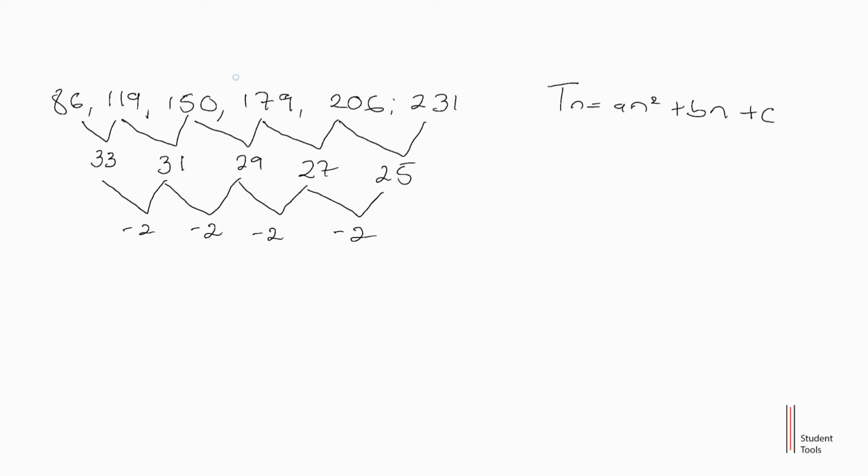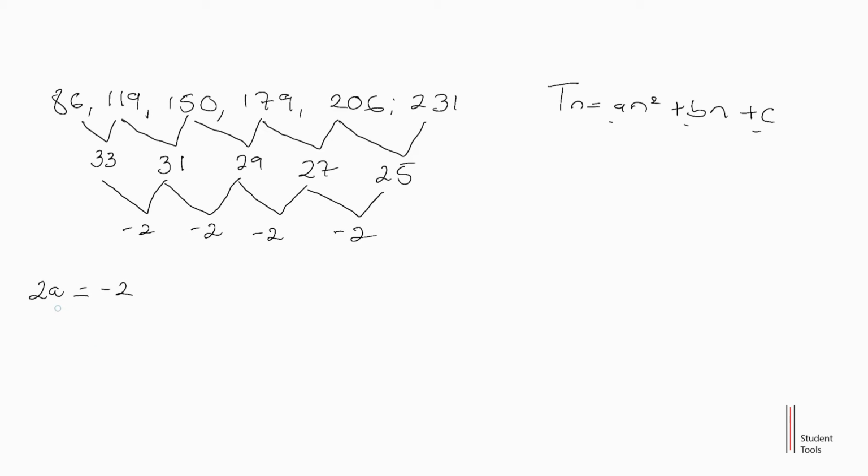Okay, so now we have this. We were given this formula. This formula has an A, B, and C. So in this formula, we have to determine the value of A, the value of B, and the value of C. So first, let us determine the value of A. We have another formula to determine the value of A. The value of A is given by a formula which says 2A is equal to the common difference. So the common difference here is negative 2.